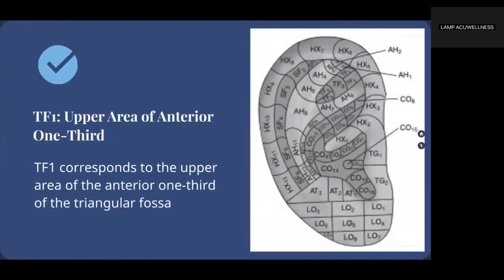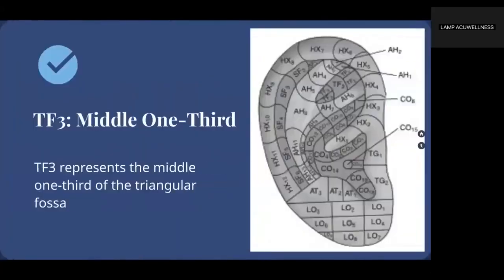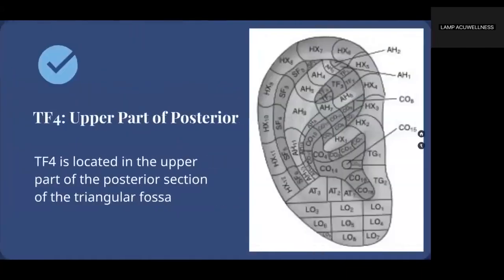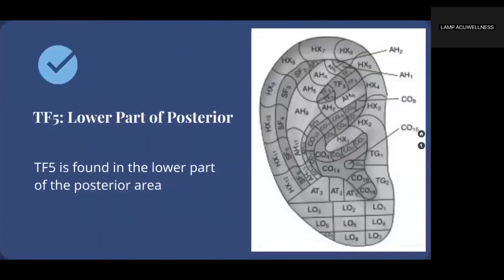Triangular fossa zones. TF1 corresponds to the upper area of the anterior 1/3 of the triangular fossa. TF2 covers the middle and lower areas of the anterior 1/3. TF3 represents the middle 1/3 of the triangular fossa. TF4 is located in the upper part of the posterior section of the triangular fossa. TF5 is found in the lower part of the posterior area.